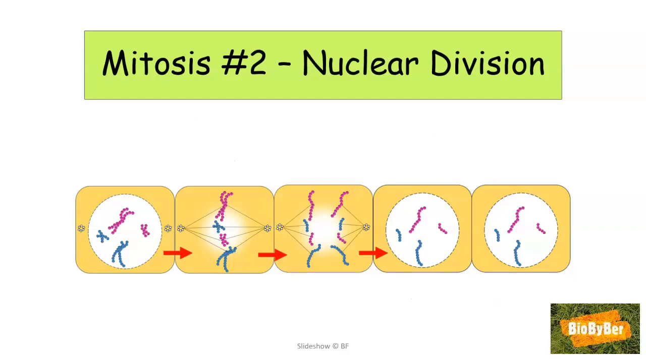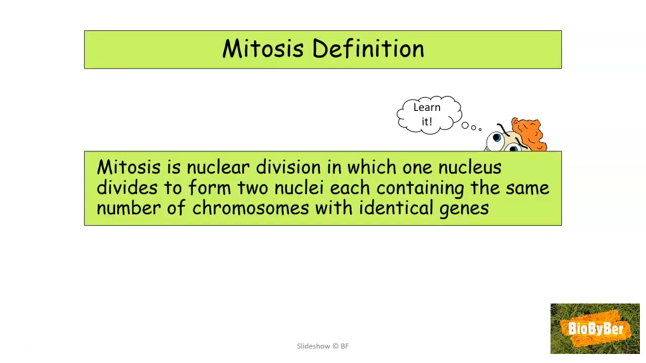Let's look at mitosis or nuclear division. Let's begin by revising the definition of mitosis. Mitosis is nuclear division, where the nucleus divides to form two new nuclei, each containing the same number of chromosomes with identical genes. Make sure you learn the definition of mitosis.